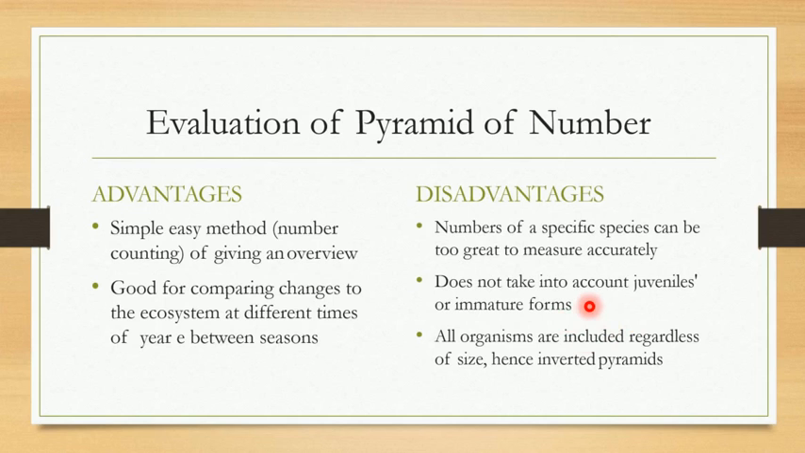Third disadvantage is that all organisms are included regardless of their size, hence sometimes it may become inverted. Okay, so in this pyramid of number, you can see the upright pyramid as well as the inverted pyramid. Also you find the third type, that is the spindle shaped pyramid. So these are the advantages and disadvantages of the pyramid of number.